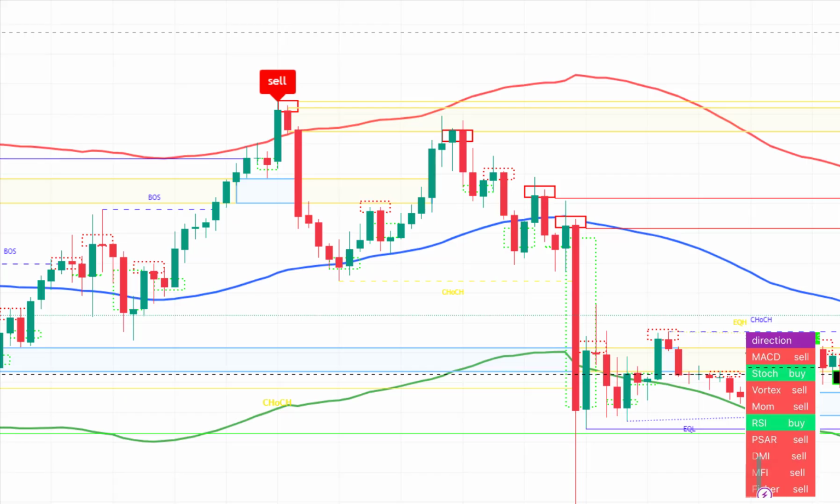Let's take a real trade setup. You can see that the indicator gave a sell signal right after price tapped into a premium order block. All the indicators on the right side were showing confirmation. MACD, Momentum, Vortex, PSAR, DMI, and Fisher all pointed to bearish pressure. Then look what happened. Price dropped exactly as expected. The trend was perfectly aligned and the system avoided false signals. This kind of precision helps you avoid emotional decisions and lets you trade with full confidence.